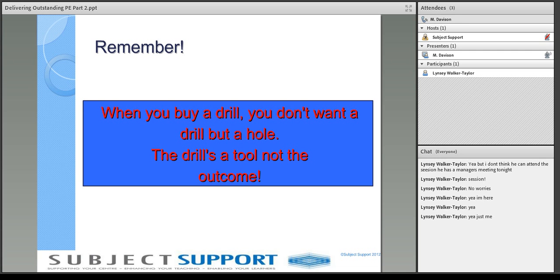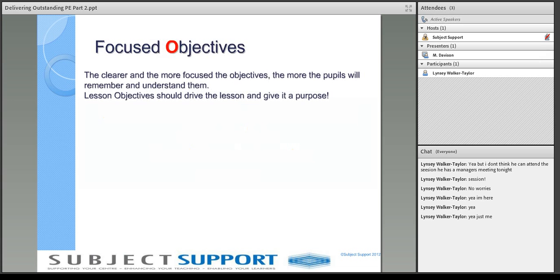So what I'm going to do now is just basically go through that outstanding taxonomy, highlighting some ideas, and if you want to type any questions as we go, please do so. So the first thing that we're going to focus on is this idea of focus objectives.